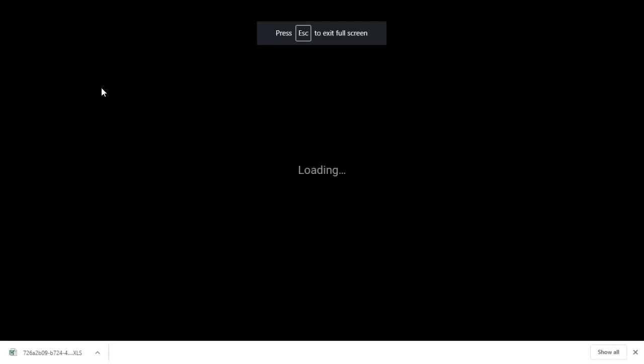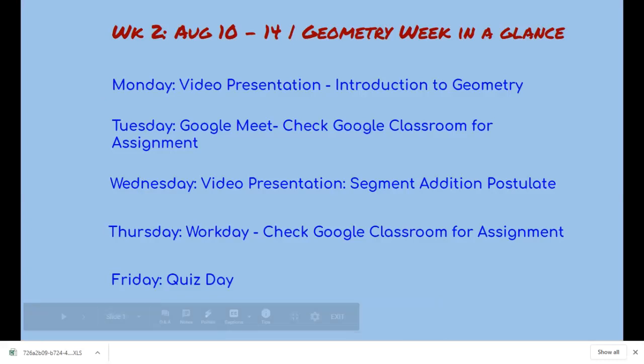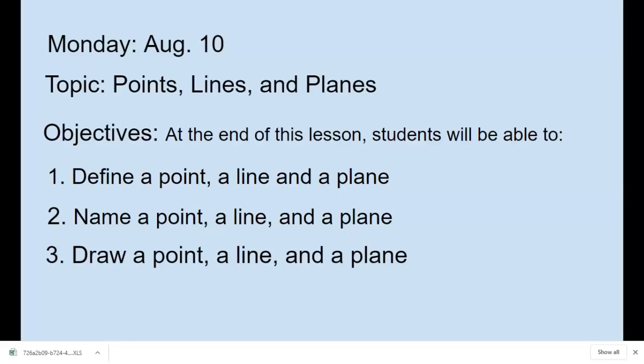So these are our objectives for today, Monday. Let me go into our second slide here. Our topic for today is about points, lines, and planes. And you are expected to define a point, a line, and a plane at the end of the lesson. Also, name a point, a line, and a plane. And at the same time, you're expected to draw a point, a line, and a plane. So those are the important things that you need to remember.